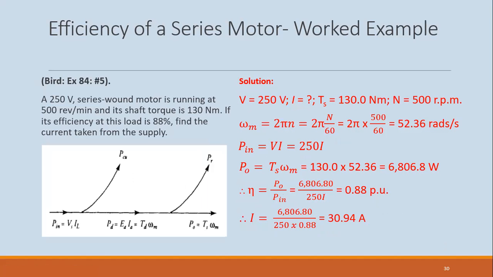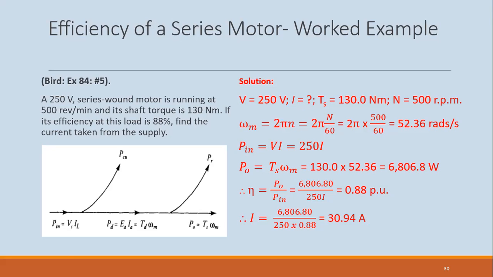And then here's another worked example. This time, this one says a 250-volt series wound motor is running at 500 revs per minute, and its shaft torque is 130 Newton meters. If the efficiency at this load is 88%, find the current taken from the supply.